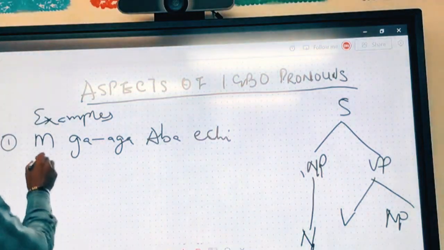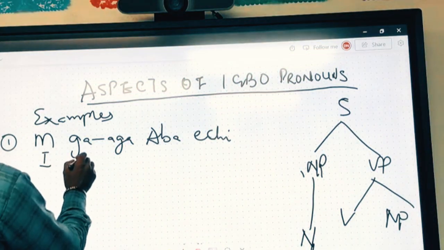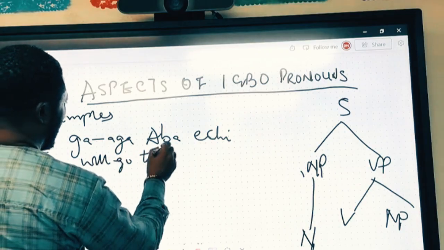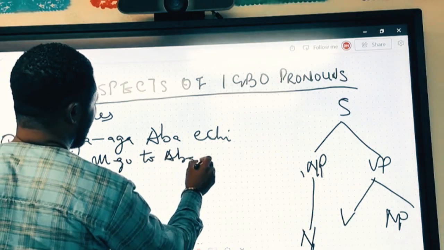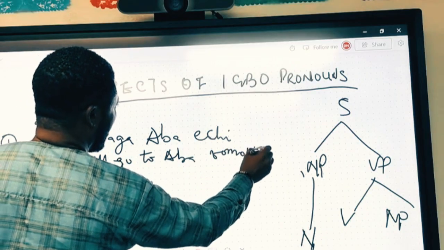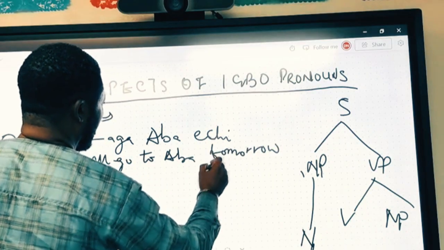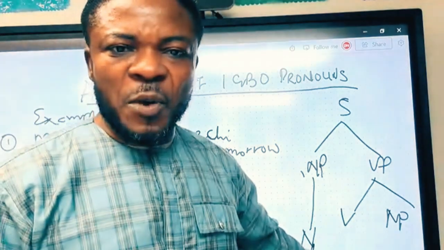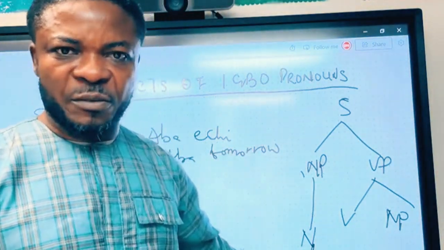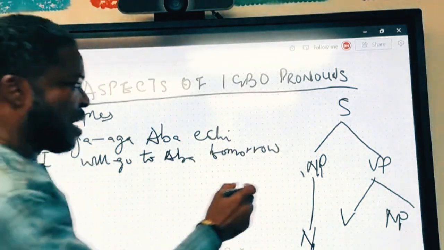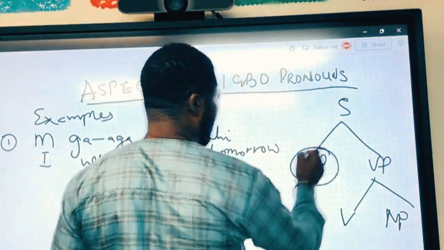I will go to Aba tomorrow. Okay. All right. What I want you to observe is where I placed my first person pronoun, which is the one on the subject side. I kept this to still refer to it.